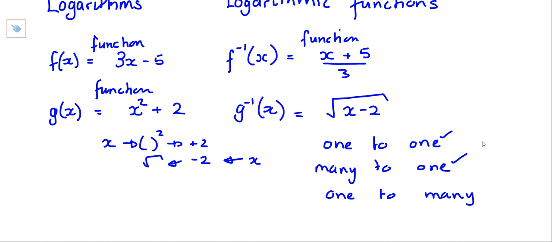The one-to-many, what do you think it means? You put one number in, but you get more than one answer out. Like a square root. What's the square root of 16? 4, or negative 4.